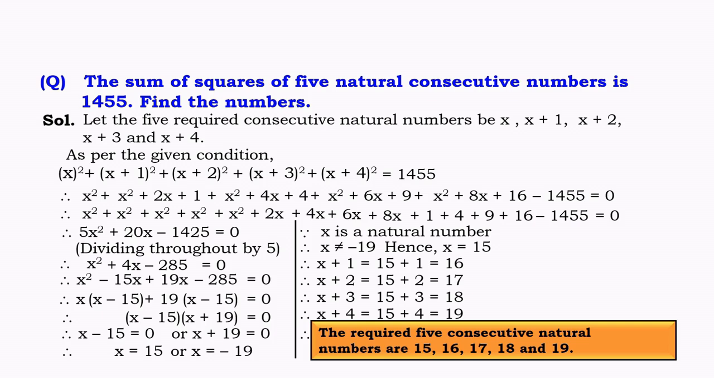Let us verify the answer. The square of 15 is 225. The square of 16 is 256. The square of 17 is 289. The square of 18 is 324. And the square of 19 is 361. Adding all these values, we get 1455. Therefore, the required 5 consecutive natural numbers are 15, 16, 17, 18, and 19.